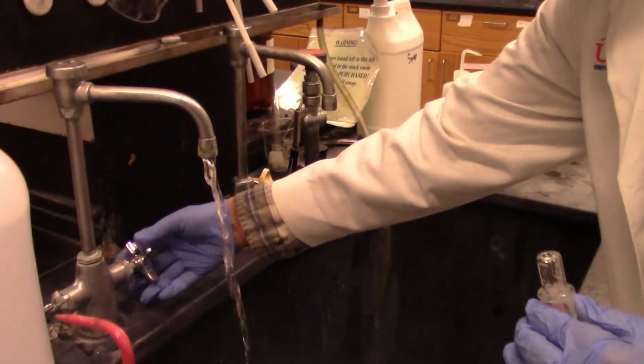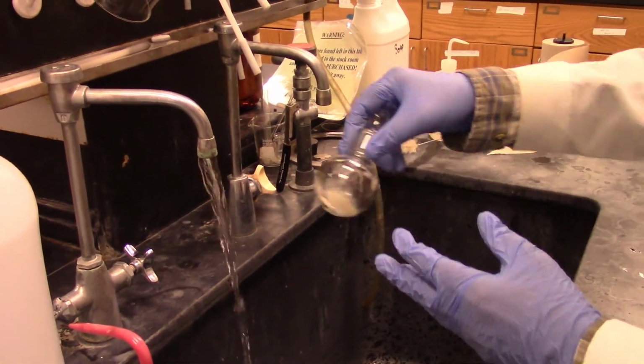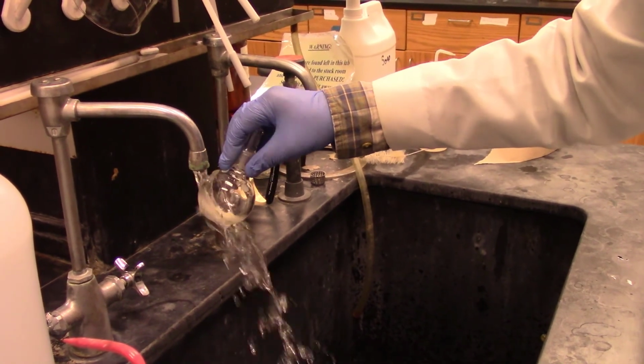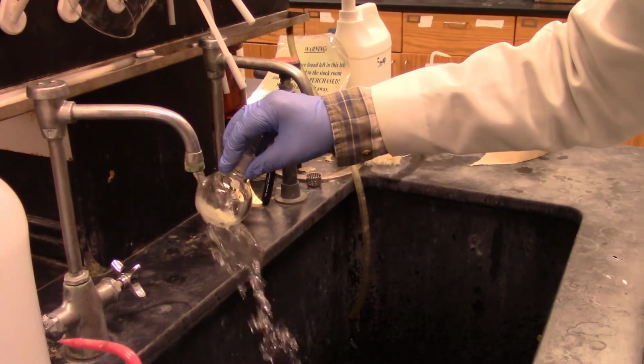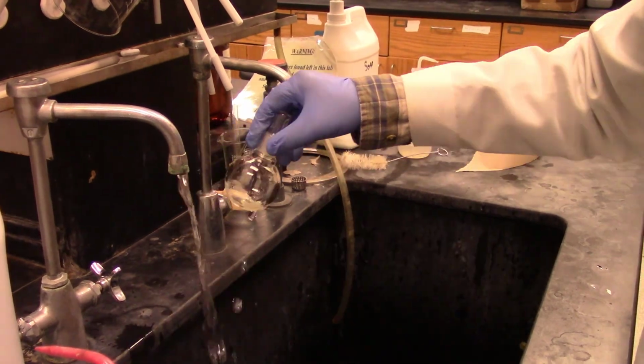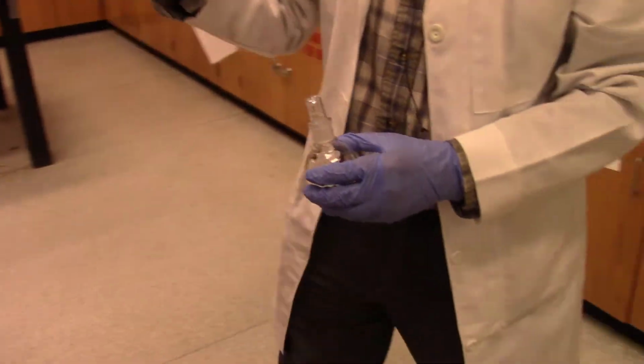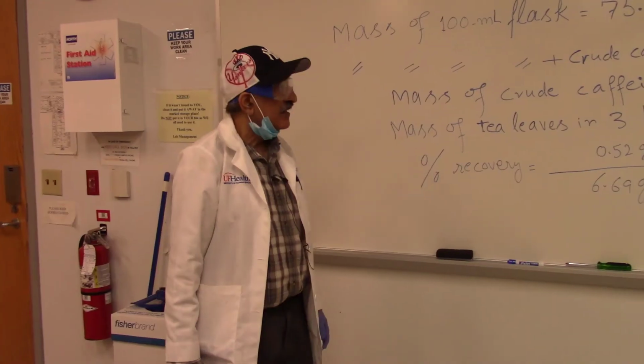Okay, it's not a very hot flask because the temperature was not very high. So you basically use running water. You use a circular motion to cool it effectively. And once it is cooled, you are ready to weigh it and find out the yield.